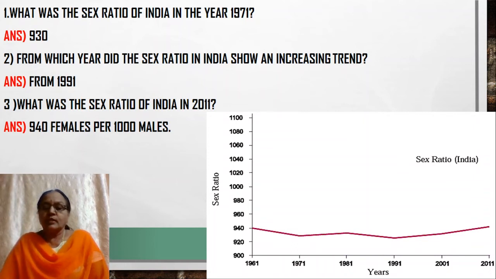This graph here shows the sex ratio of India. This is a line graph. If you look at this graph, you'll find we have data right from 1961 on to 2011. So when you go through this graph, please read this very, very carefully, because 6 marks are allotted to it. You can easily score here. So let us go over to the question.